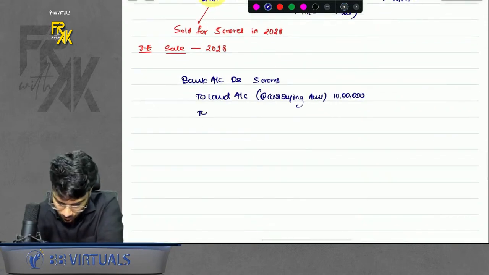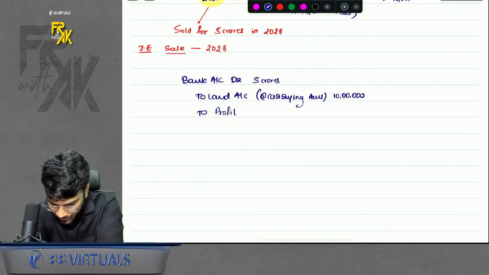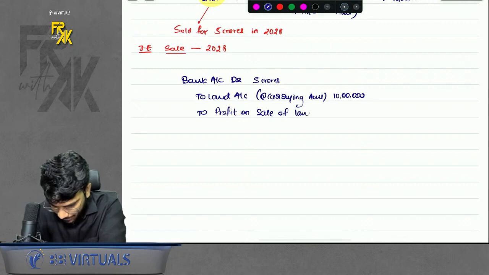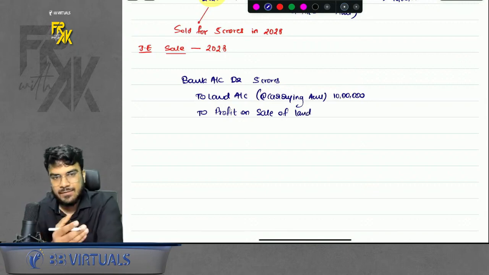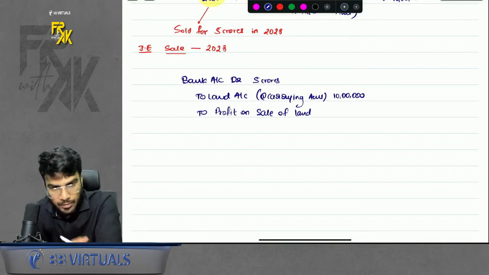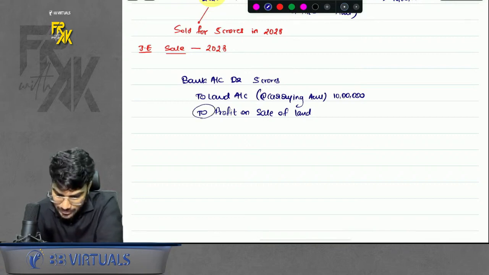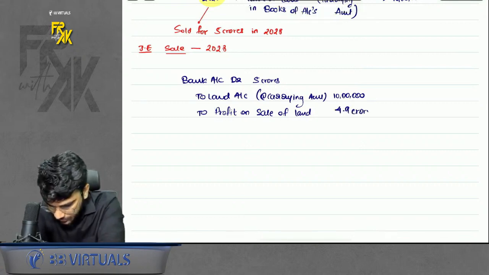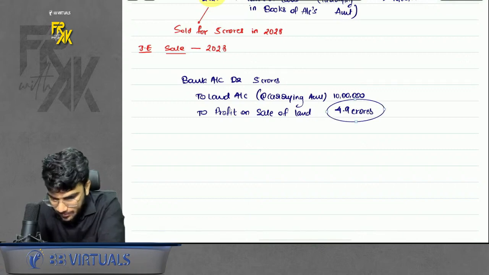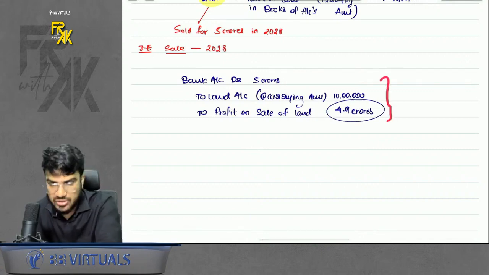Okay. What about the balancing figure? Your balance will be profit on sale of land. Do you remember the basic accounting rules? Debit the receiver, credit the giver, debit what comes in, credit what goes out, debit all expenses and losses, credit all incomes and gains, right? Okay. So we are having a profitability of 4.9 CR. Okay, sir. We got this journal entry.